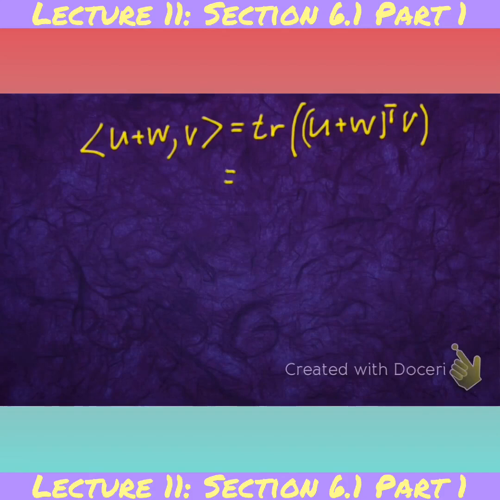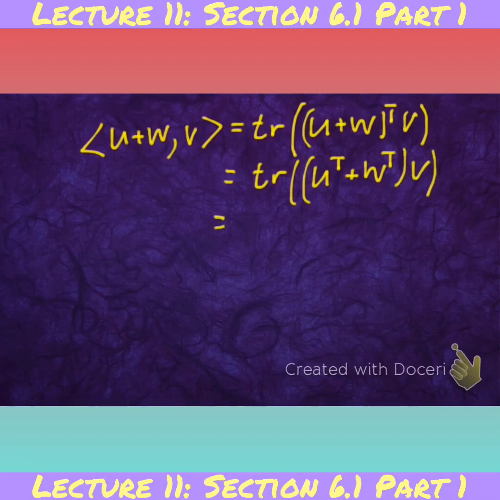Okay, and that is going to be the trace of U's transpose plus W's transpose, because remember the transpose distributes over the sum between two matrices. Okay, and we're multiplying that with the matrix V, and that's going to be the same as the trace of U's transpose V plus W's transpose V.